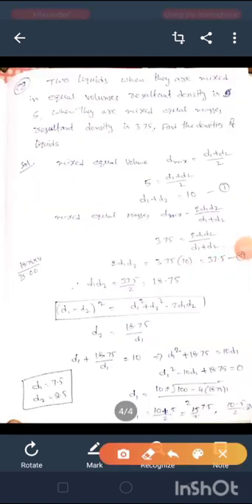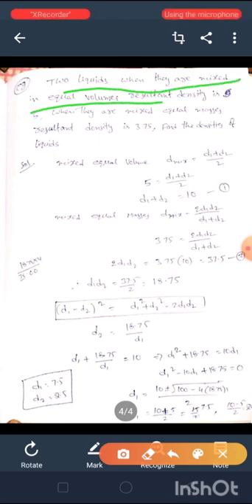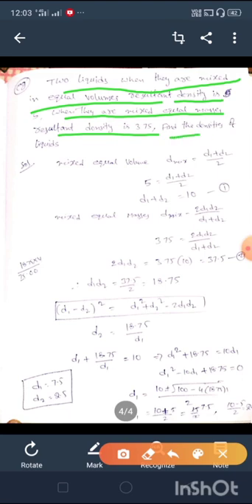Let us discuss the example problems related to the density of mixtures. See one example. Two liquids, when they are mixed in equal volumes, the resultant density is 5. When they are mixed in equal masses, the resultant density is 3.75. Find the densities of the liquids. Solution of the above problem.